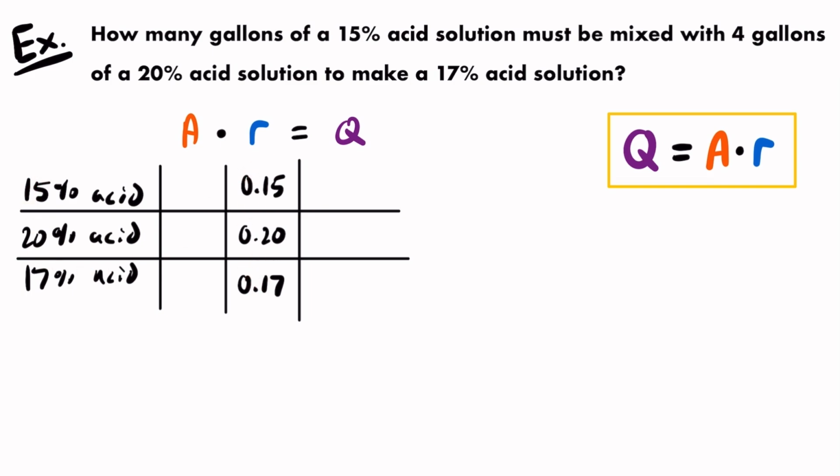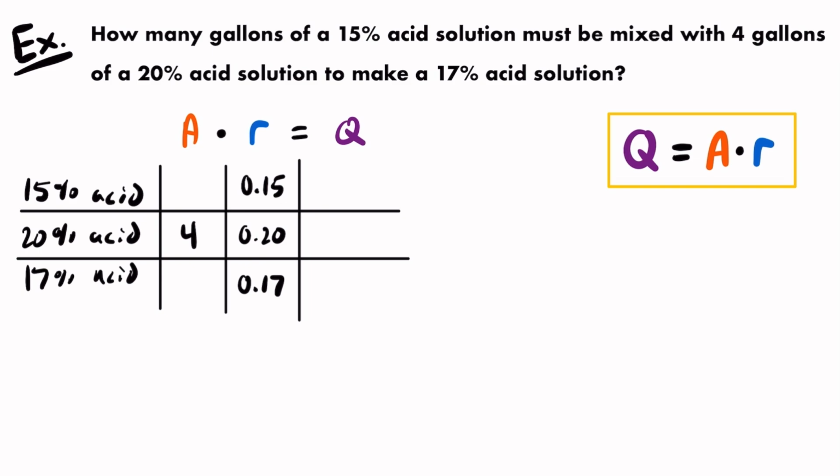All right, but then let's move on to this column for A. Do we know any of these values? Well, we do know at least one because we're told that the 15% acid solution is being mixed with 4 gallons of a 20% acid solution. So the 20% acid solution, the total amount for it is 4 gallons. All right, so I'm going to write in 4 right there. The solution has a total of 4 gallons, but 20% of it is acid, and then that's it, right? We don't know any other amounts.